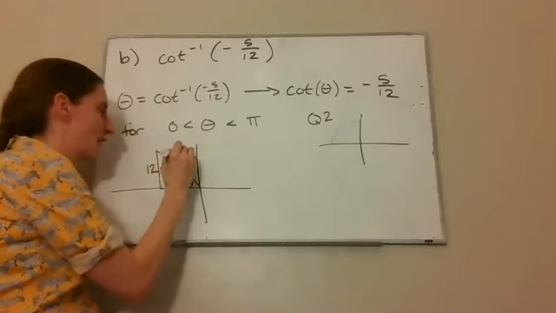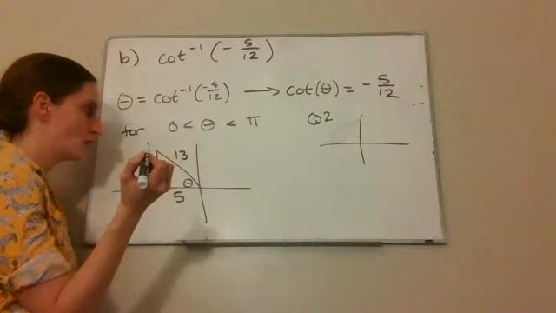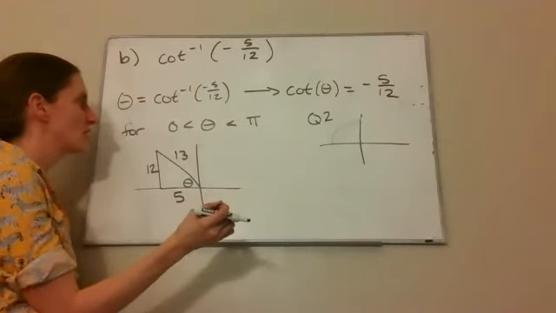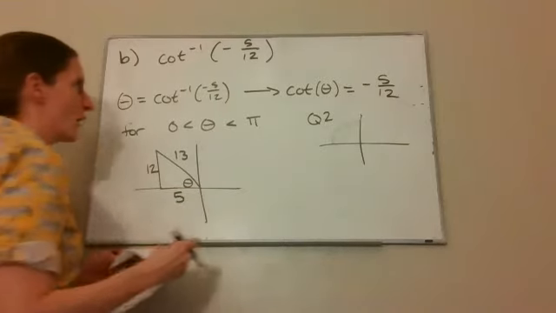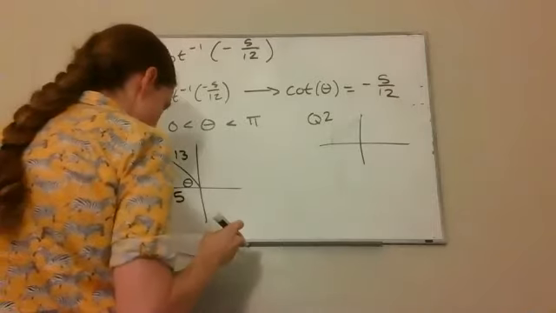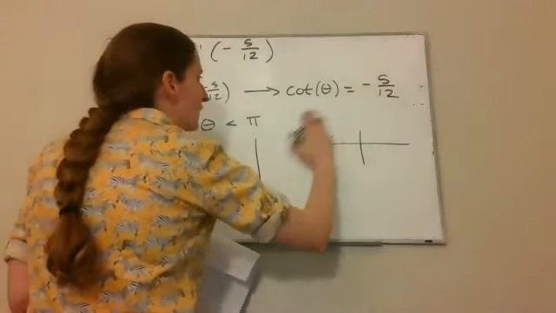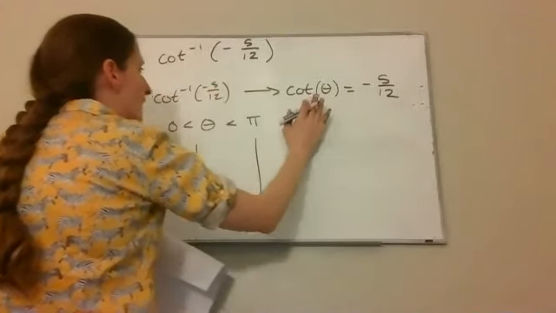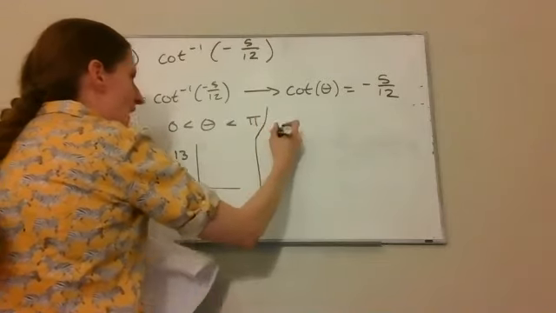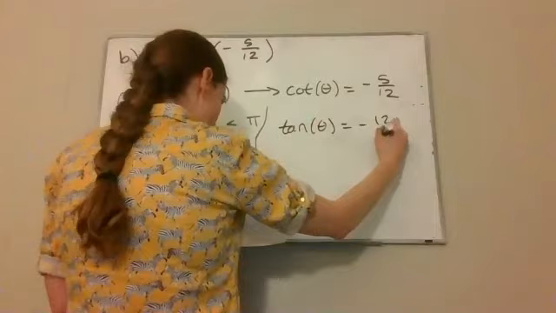If I do the Pythagorean theorem, I get that this hypotenuse is 13 again. We don't have to do that if we don't want to. So this is what I got right now. I want cotangent inverse of -5/12, and I want to evaluate it in a way that I can type into my calculator. Well, cotangent inverse of -5/12 gave me cotangent of theta equals -5/12. But that means that tangent of theta is -12/5.